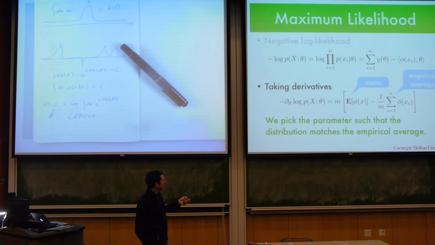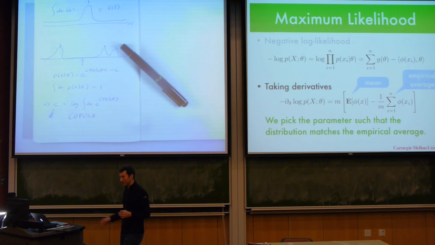So let's take derivatives. Now we know what the derivative of g of theta is, right? That's exactly the mean. And this, if you divide by m and multiply by n, gives you the empirical average. In other words, we know that for the maximum likelihood estimate this derivative needs to vanish. So what we therefore get is that the empirical average needs to match the expectation of that distribution. And you've done that 100 times already in the past.